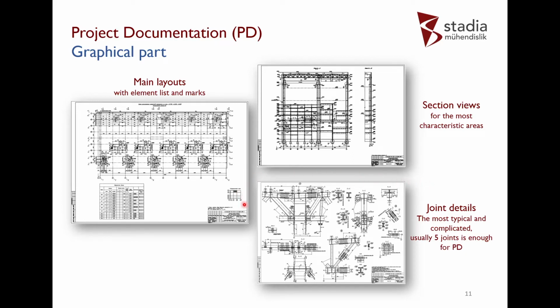And at the end of project documentation, we have joints. Usually I would recommend for a not too big project using 5 or maybe 7 joint details. And they should be typical, I mean, let's say covering 30% of all joint details. And this is enough for project documentation, for the working documentation designer to understand what will be included in his scope.